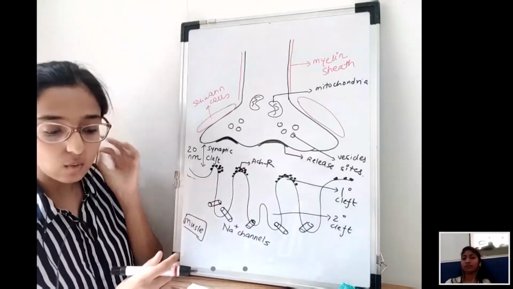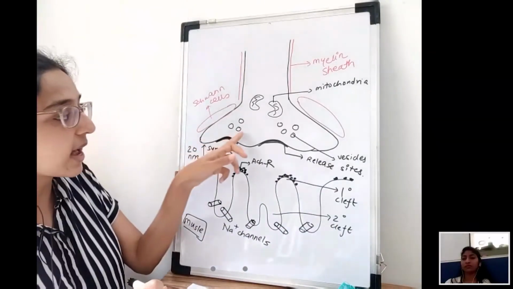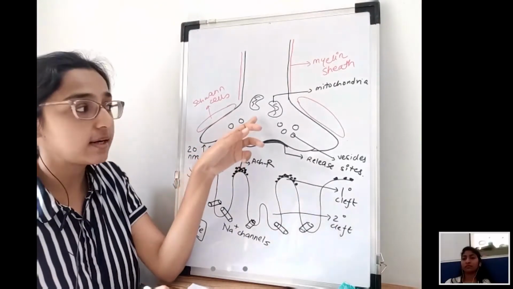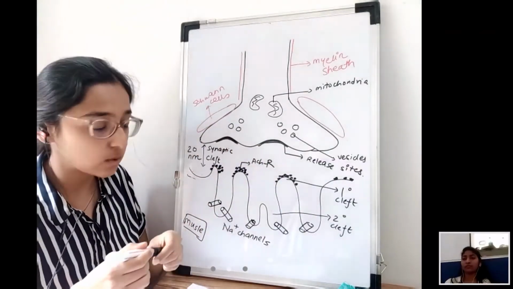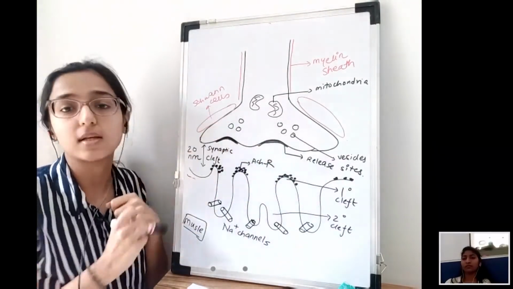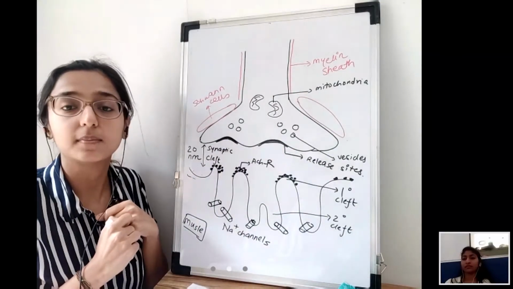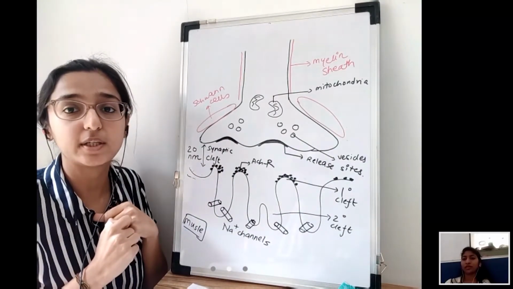Okay. Now we have to understand how this acetylcholine is produced and stored in the vesicles. So where is acetylcholine produced? Is it produced in the nerve or is it produced in the muscle? Very simple. Where is acetylcholine produced?